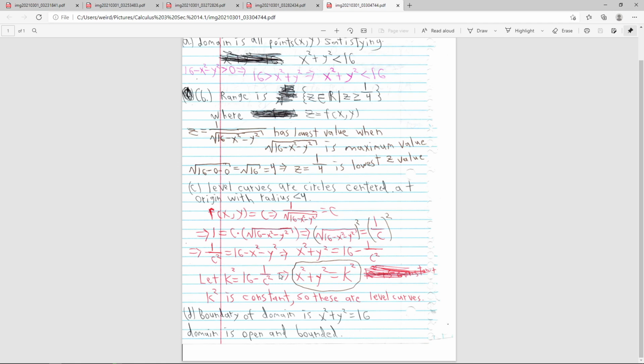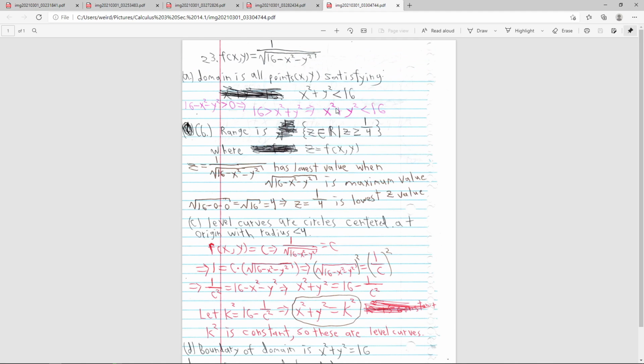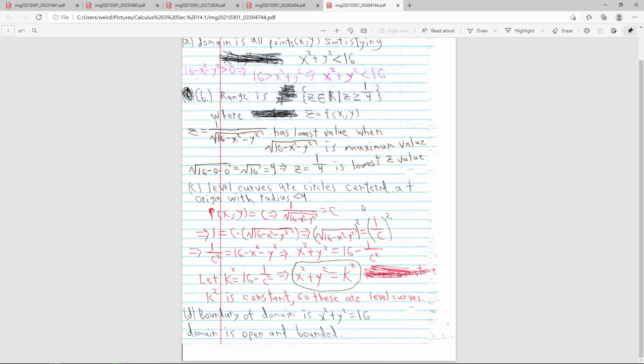But the boundary of the domain is something more interesting to talk about. It's x squared plus y squared equals 16, because that's a boundary point. The domain can't equal that, but your boundary is where nothing can go beyond it. It can't be more than that. The domain is open and bounded. It's bounded because it has a boundary, and it's open because it's everything included in that bounded region, not including the boundary.